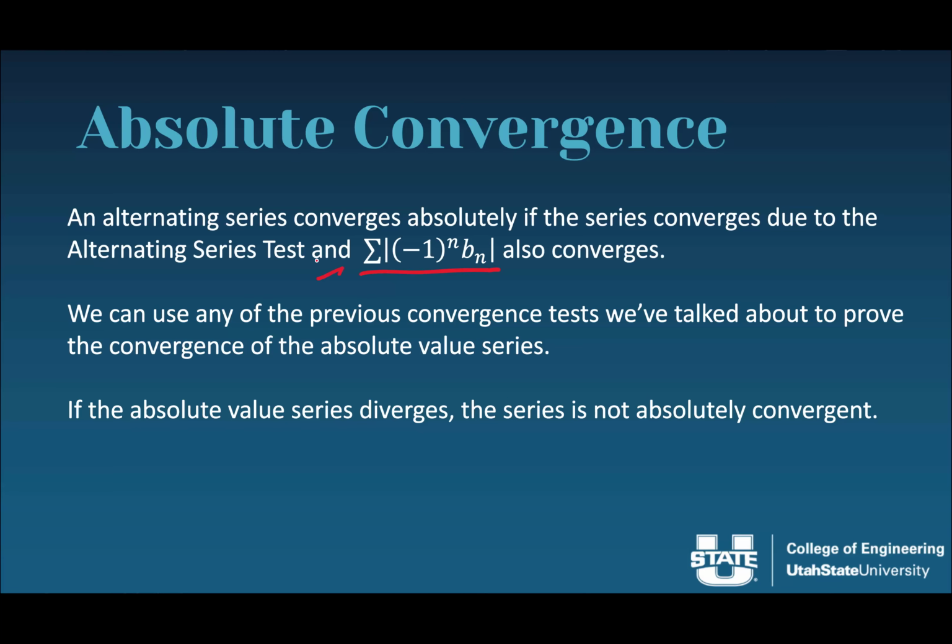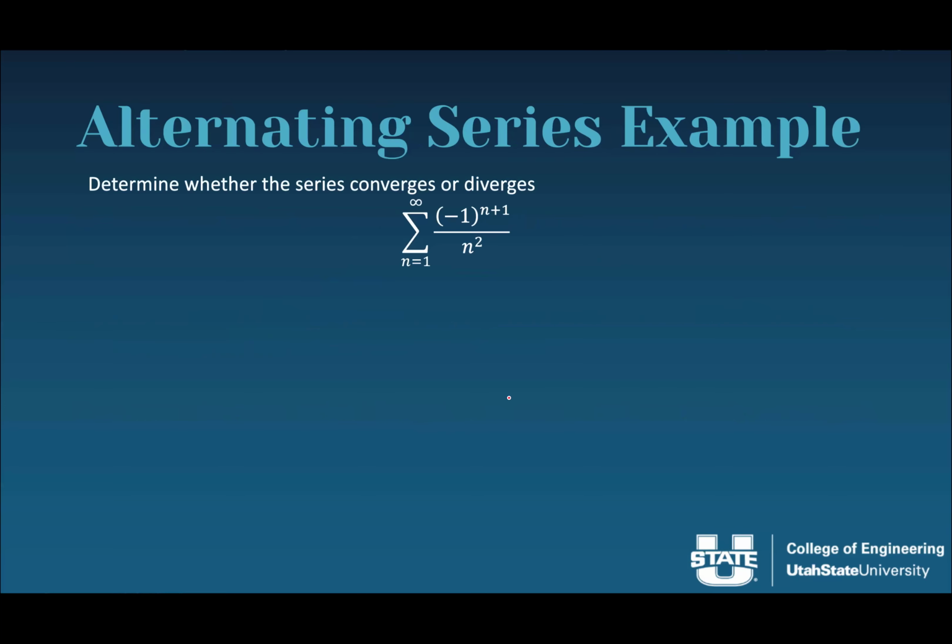If this diverges, then it's not absolutely convergent. But it can still be conditionally convergent, just not absolutely convergent. It's kind of one step further, if that makes sense. Okay? So we can go through this example. Awesome. Okay, so we are going to determine whether this one converges or diverges.